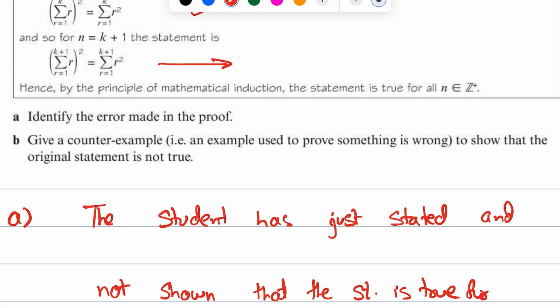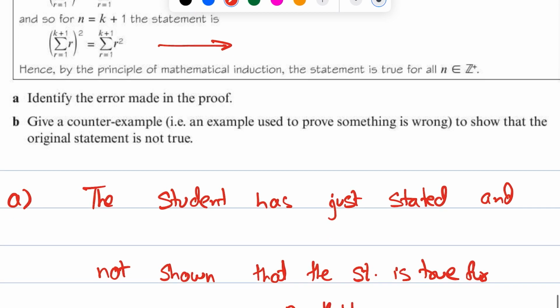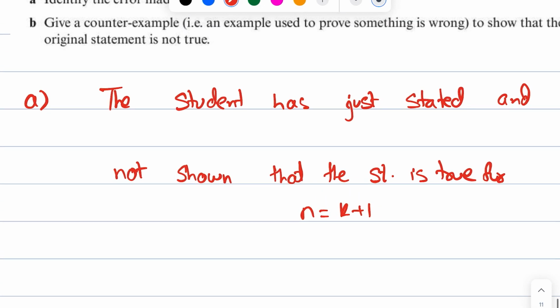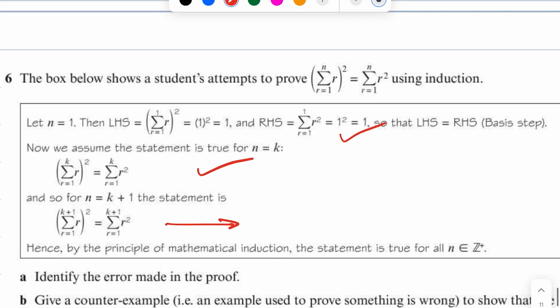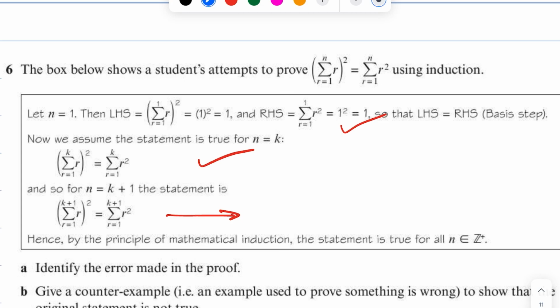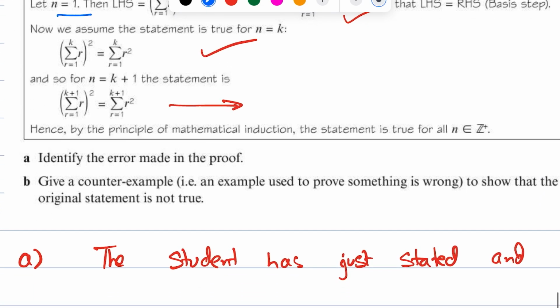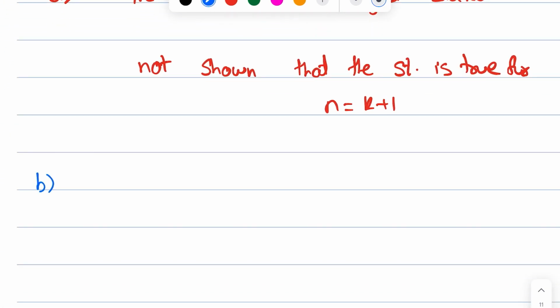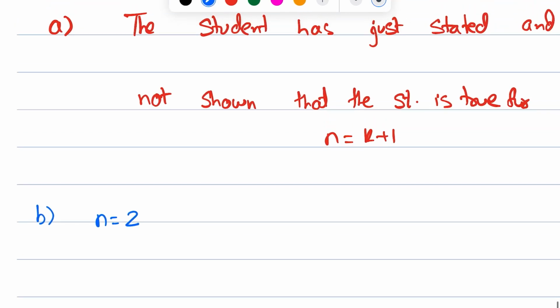Give a counter example, that is an example used to prove that something is wrong, to show that the original statement is not true. So we have to prove that the original statement is not true. For example, he has taken n equals 1. So let us take n equals 2.